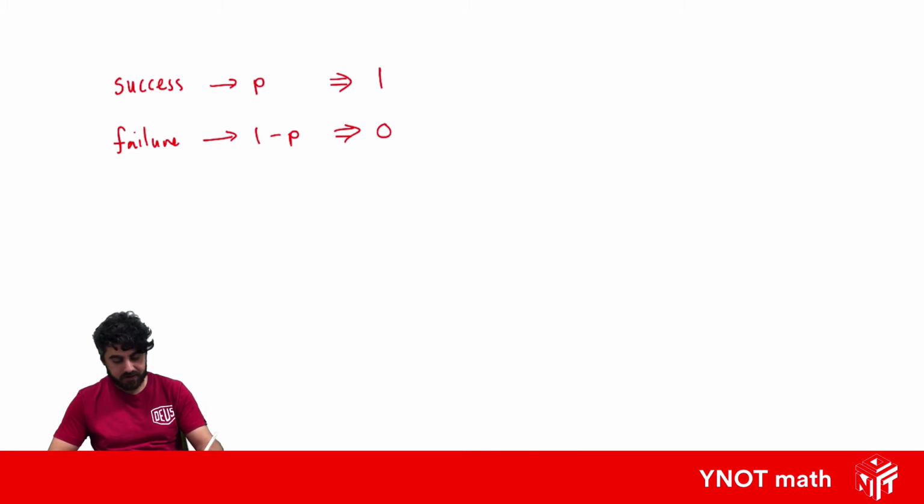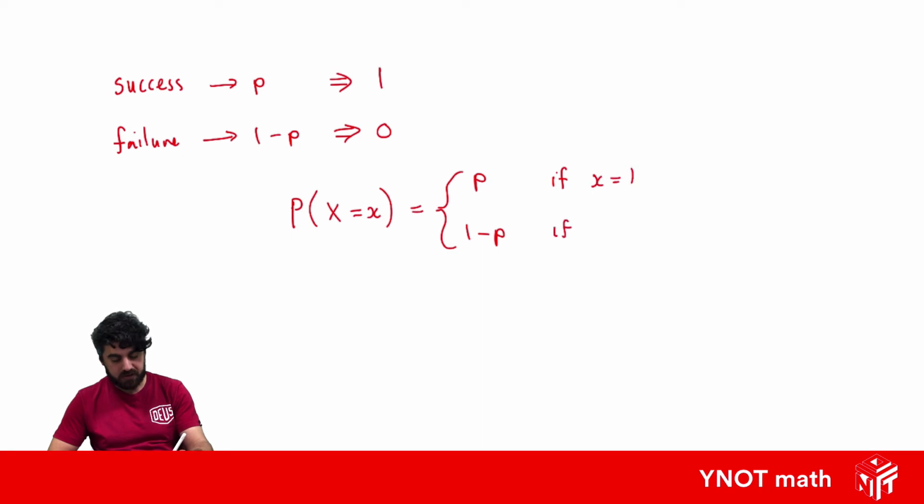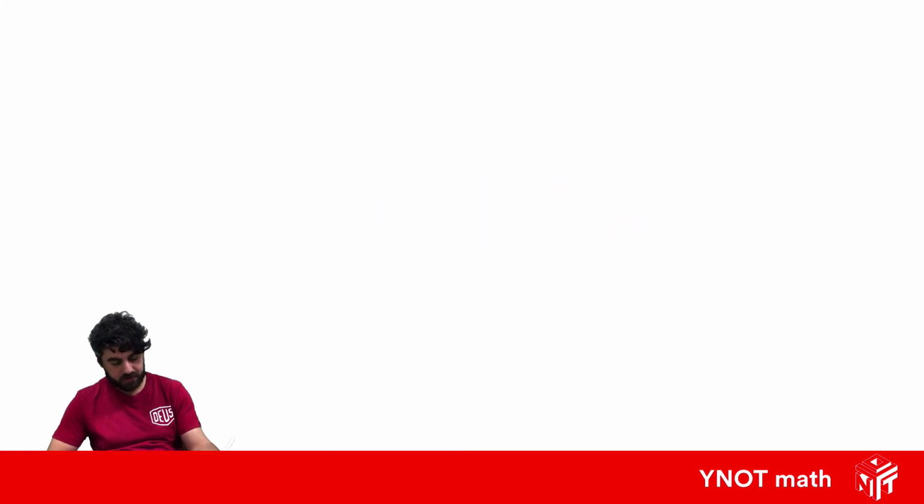Now, the way we can define this in the correct notation: for a Bernoulli random variable, the probability of a score equals P or 1 minus P, where it's P if x equals 1 and 1 minus P if x equals 0. So this is going to help us define a Bernoulli random variable.